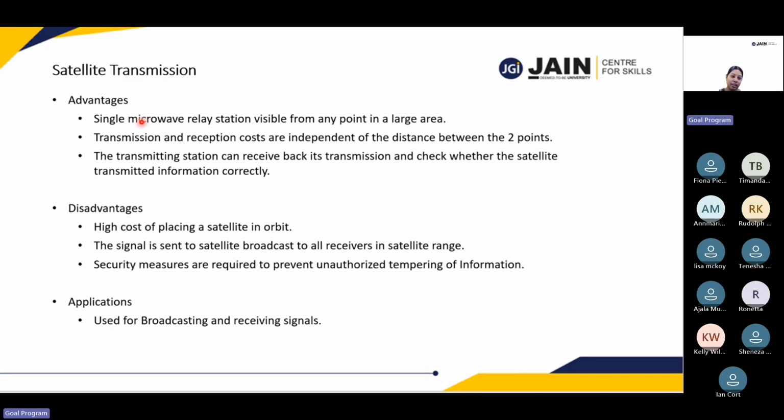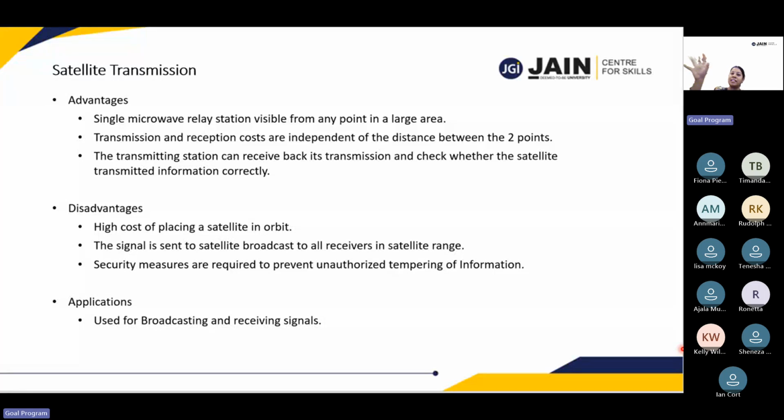Advantages: a single microwave relay station is visible from any point in a large area. Transmission and reception cost are independent of the distance between the two points. The transmitting station can receive back its transmission and check whether the satellite is transmitting the information correctly or not. They can check the correctness of the satellite's working using satellite communication.